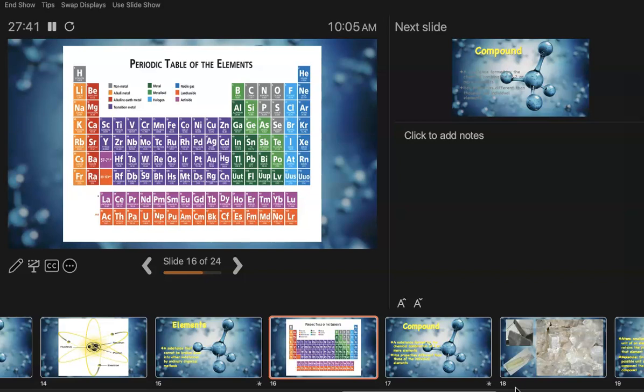And again, you've seen the periodic table. Don't worry, you don't have to memorize it. Not in any of the classes I teach at any rate. But you do kind of, it's good to be familiar with it.